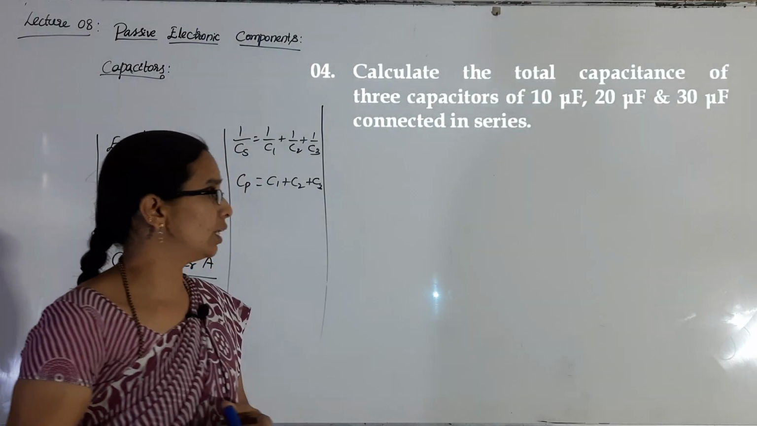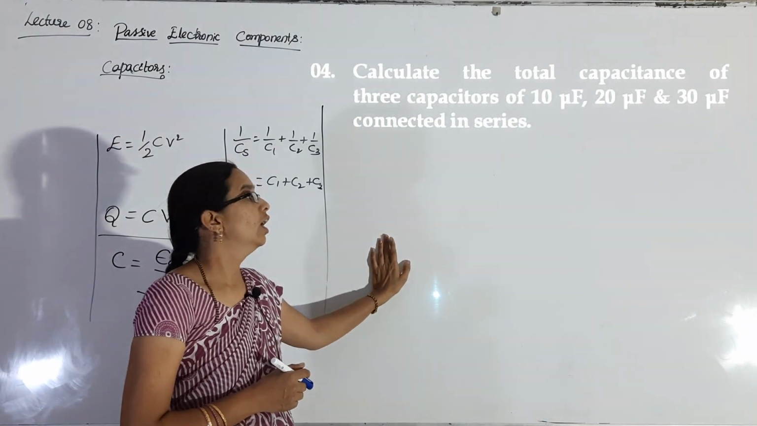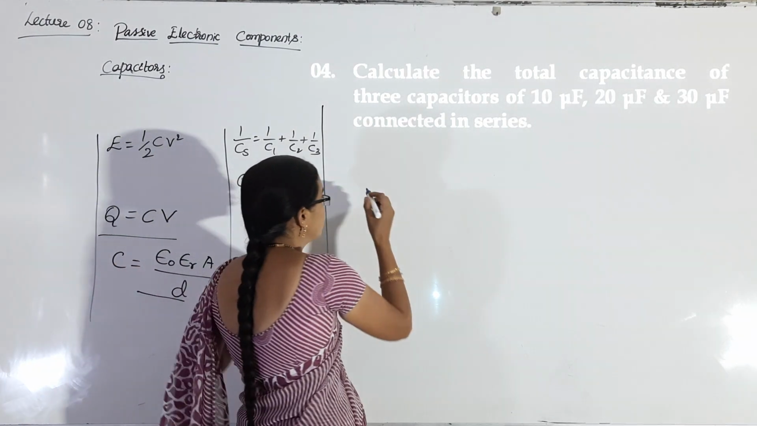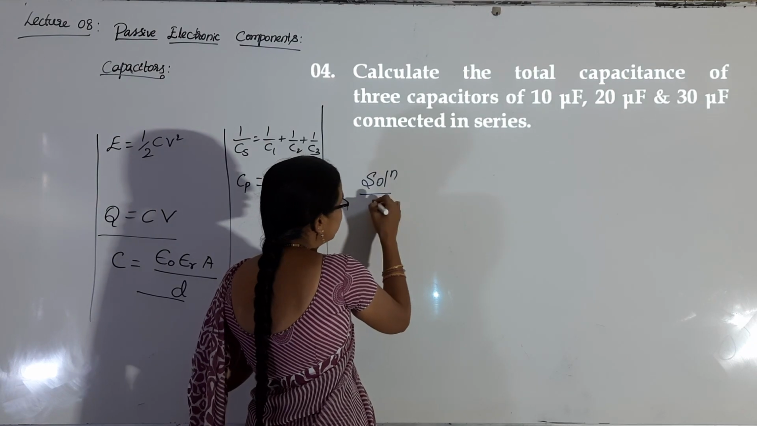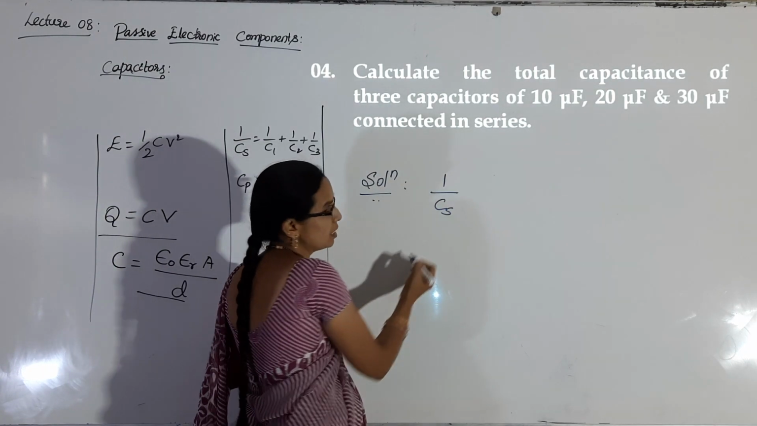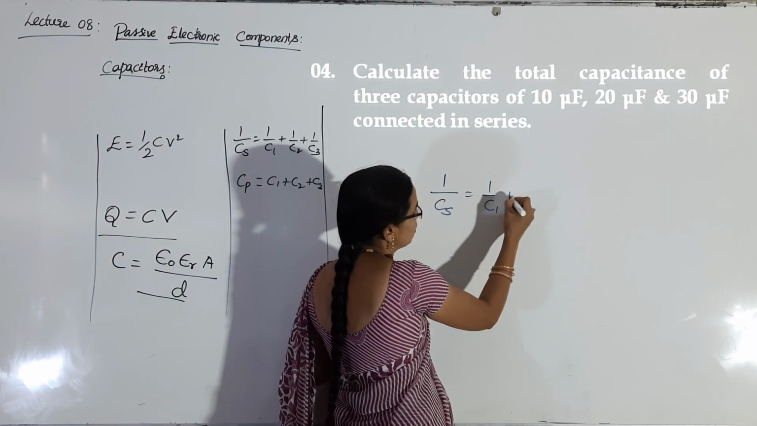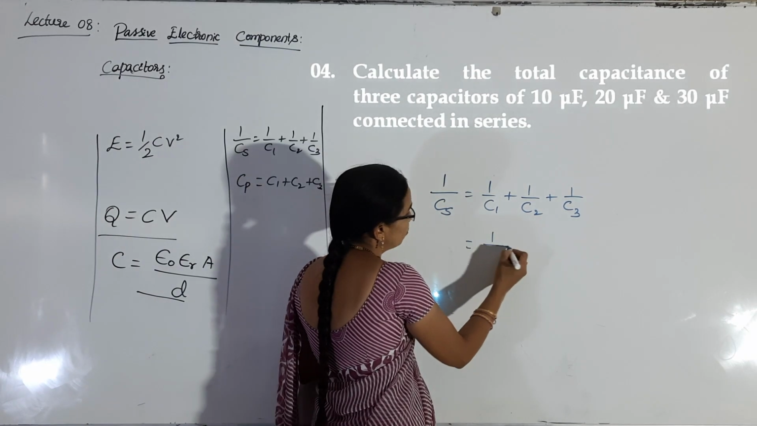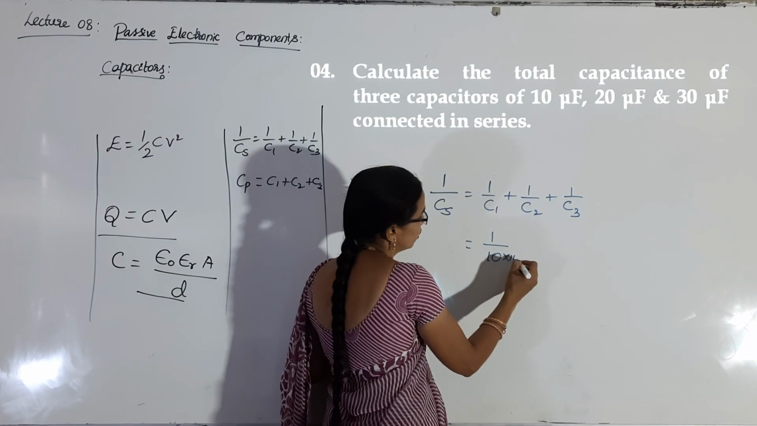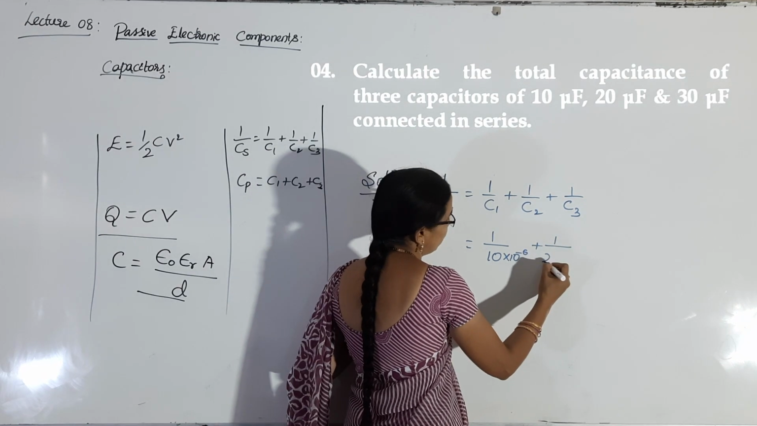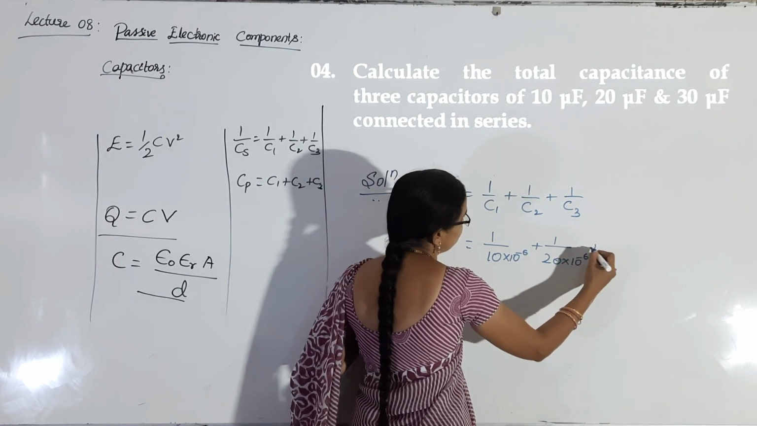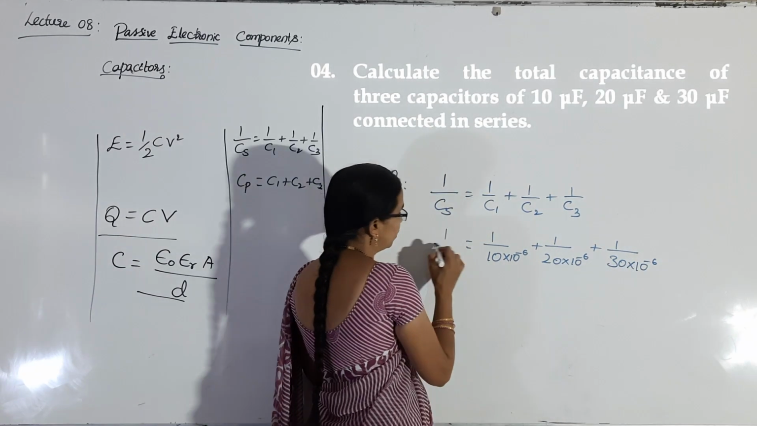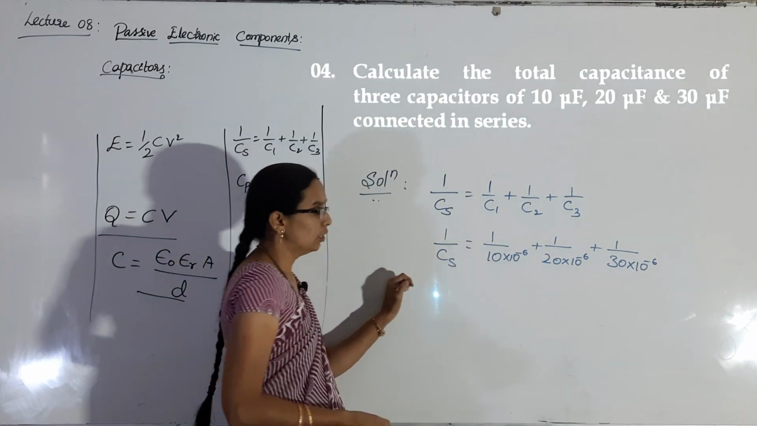Next is calculate the total capacitance of three capacitors of 10 microfarad, 20 microfarad and 30 microfarad connected in series. So, three capacitors connected in series means the effective capacitance will be 1 by Cs is equal to 1 by C1 plus 1 by C2 plus 1 by C3, 1 by 10 microfarad plus 1 by 20 microfarad plus 1 by 30 microfarad. Calculate it.